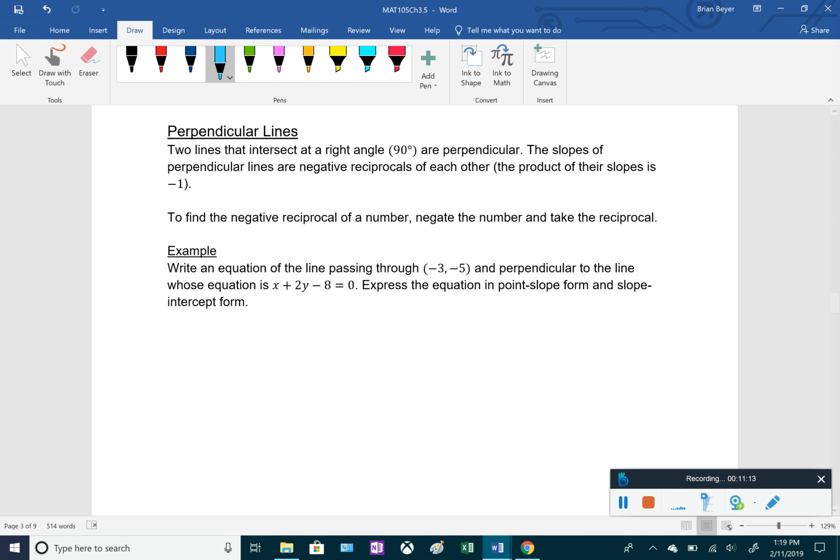Two lines that intersect at a right angle, which means 90 degrees, we call those lines perpendicular. The slopes of perpendicular lines are negative reciprocals of each other. That means if we multiplied them together, the product would be negative 1. So to find the negative reciprocal, we just have to negate the number and take the reciprocal. It's pretty easy, but definitely know that term, negative reciprocal.